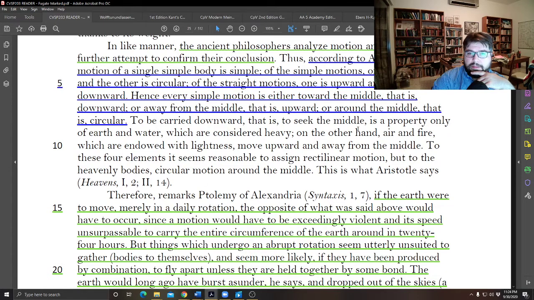To be carried downward, that is to seek the middle, is a property only of earth and water, which are considered heavy. On the other hand, air and fire, which are endowed with lightness, move upward and away from the middle. To these four elements it seemed reasonable to assign a rectilinear or straight motion, but to the heavenly bodies, circular motion around the middle. That is what Aristotle says.